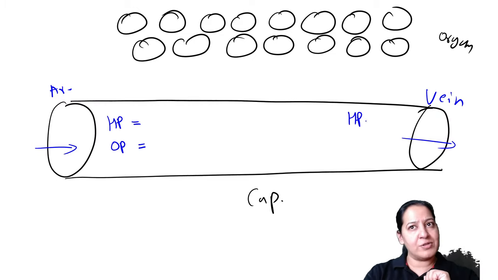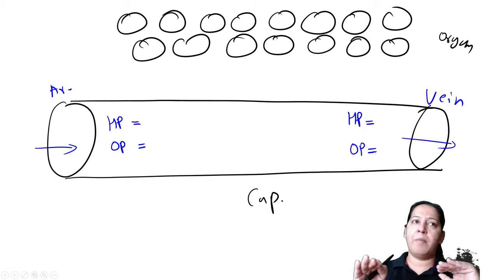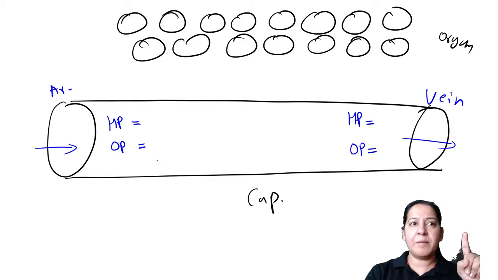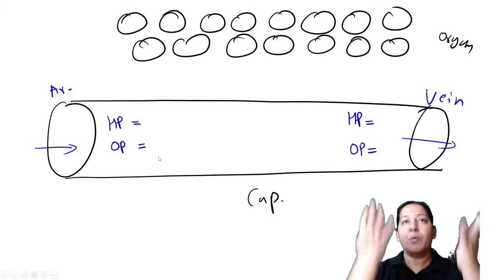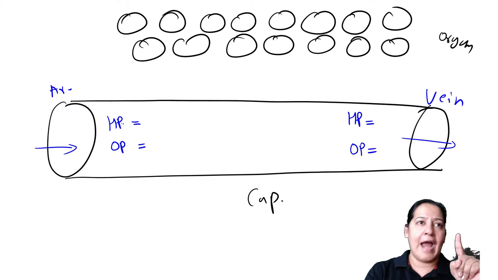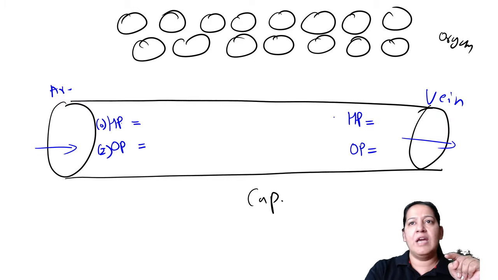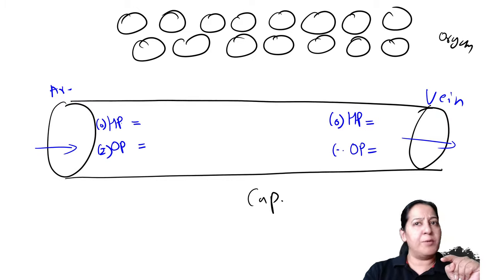What is the value of hydrostatic pressure? And what is the value of oncotic pressure or osmotic pressure at the venous end of the capillary? Listen, first let me talk about osmotic pressure. Now, oncotic pressure or osmotic pressure is due to protein. So protein is sucking water. That's why it is inward pressure. This one is inward and hydrostatic is outward. Hydrostatic is always outward. Osmotic is always inward. Here also hydrostatic is always outward. Osmotic is inward.